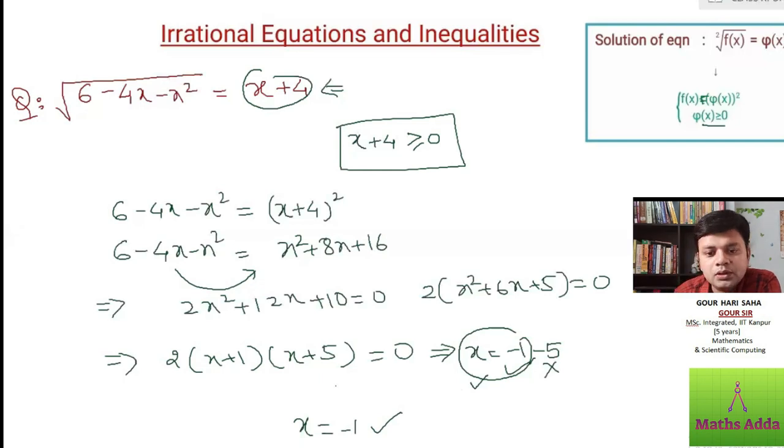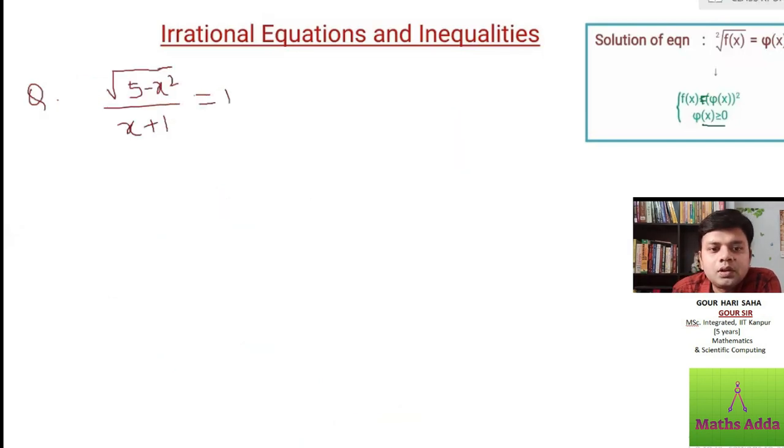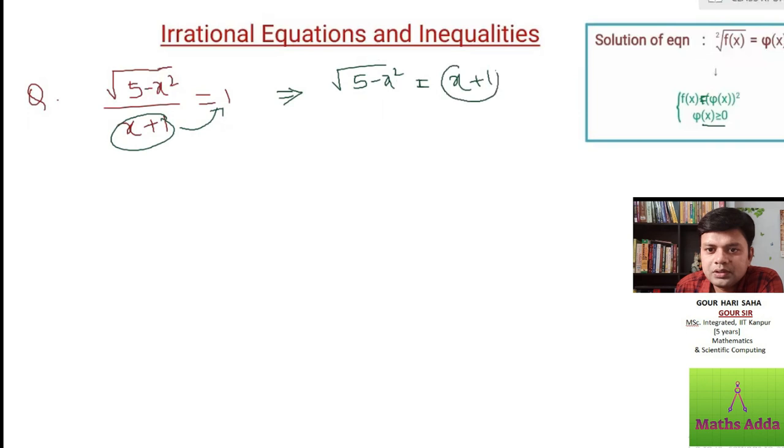Okay, now let's take another example. I want to solve this one, root of 5 minus x square divided by x plus 1 equal to 0. First we will cross multiply and bring this term to this side. So it is root of 5 minus x square is equal to x plus 1. Now this is psi(x) and this is f(x). psi(x) would be greater than or equal to 0, so x plus 1 should be greater than or equal to 0.